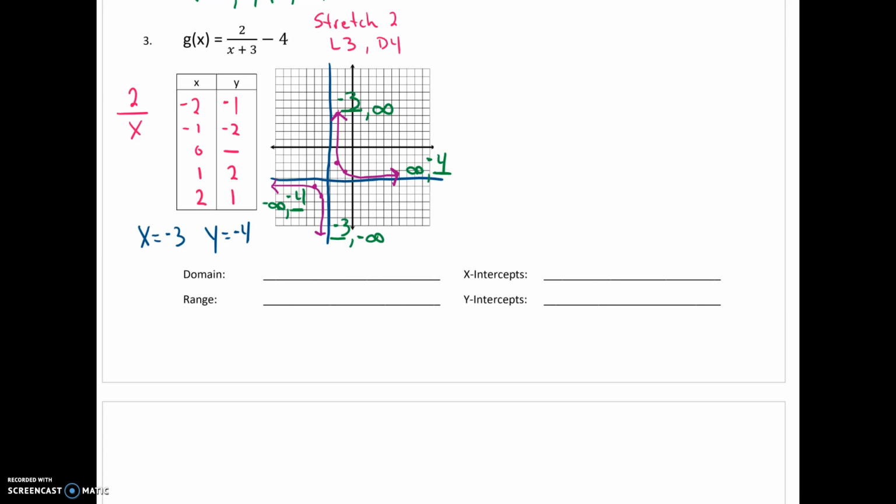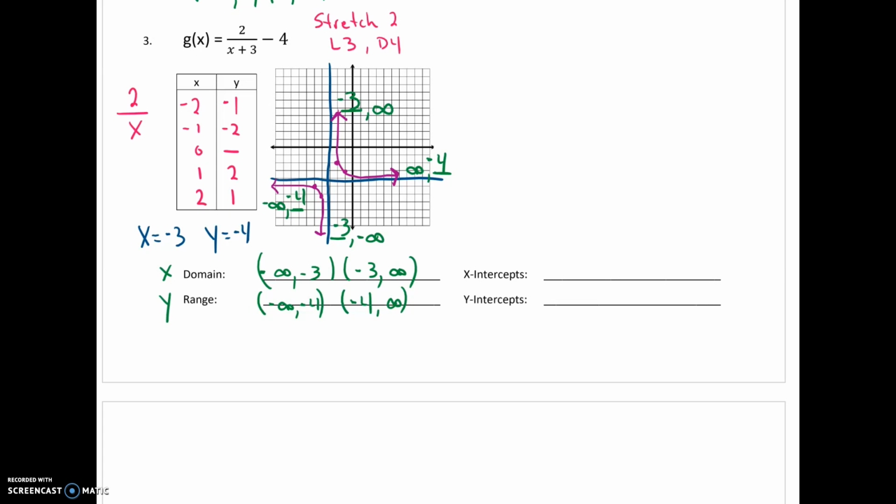So starting with domain, remember domain is x. My smallest x on the left side is -infinity to -3, and then I hit the wall and I start back at -3 on the other shape and go to infinity. And range is my y, so the shape on the left, I start out with -infinity to -4, I hit the wall, and then I pick back up at, I'm sorry, -4 and go to infinity. So these are new, but they're definitely something that's doable.